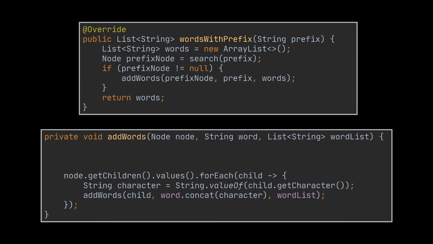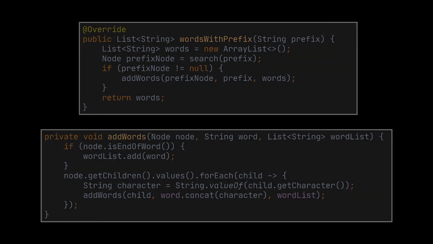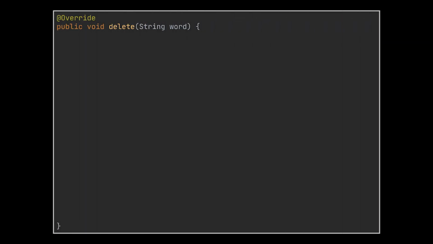The recursive calls will stop when we hit a node with the end of word boolean set to true. At this stage, the resulting word will be added to the list of words we are forming and will be returned to the user. Okay, finally, the last operation we are going to implement is the delete operation.